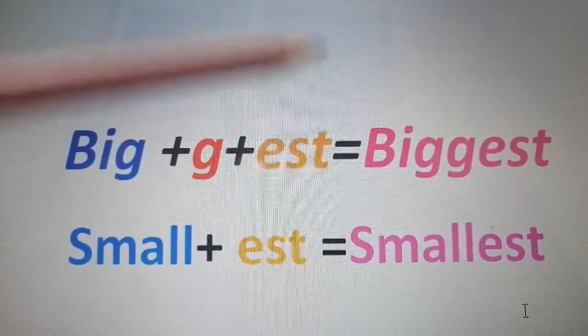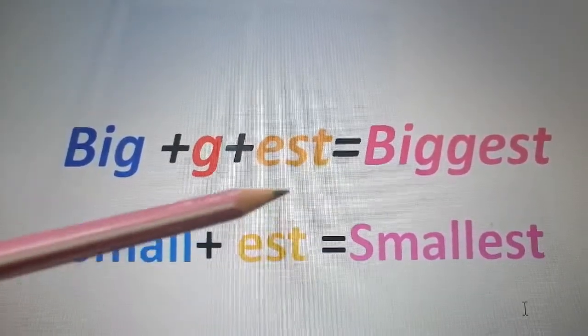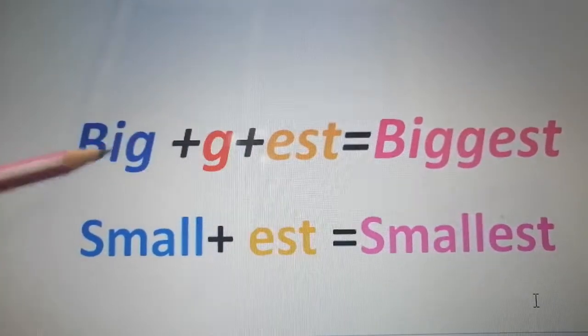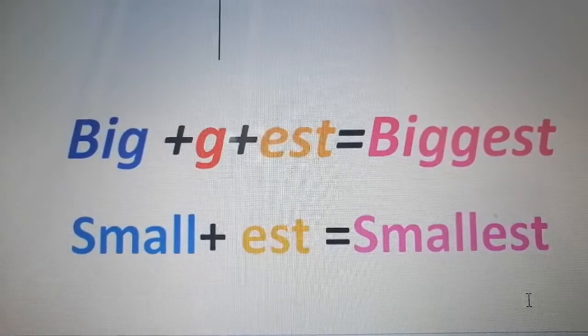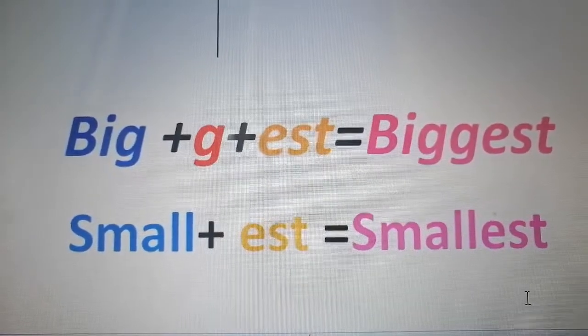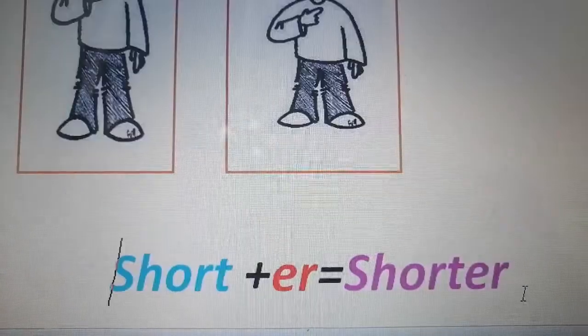Please repeat with me. Biggest, smallest. So when we add est to the adjective, when we compare what? More than 2. Not 2, more than 2. Okay, let's see another example.